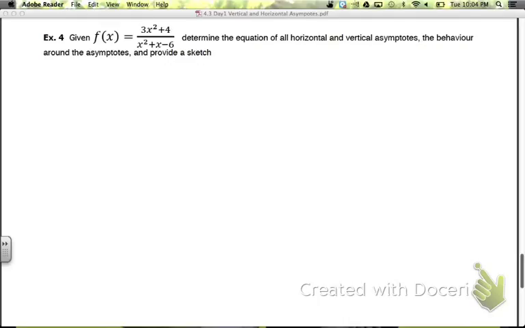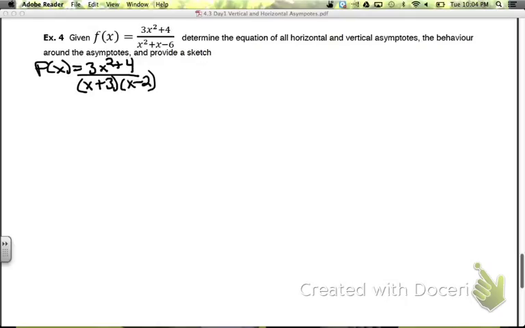So example 4, given f of x equals 3x squared plus 4 all over x squared plus x minus 6, determine the equation of all horizontal and vertical asymptotes, the behavior around the asymptotes, and provide a sketch. So again, factor our function. So we have 3x squared plus 4 all over x plus 3 times x minus 2.